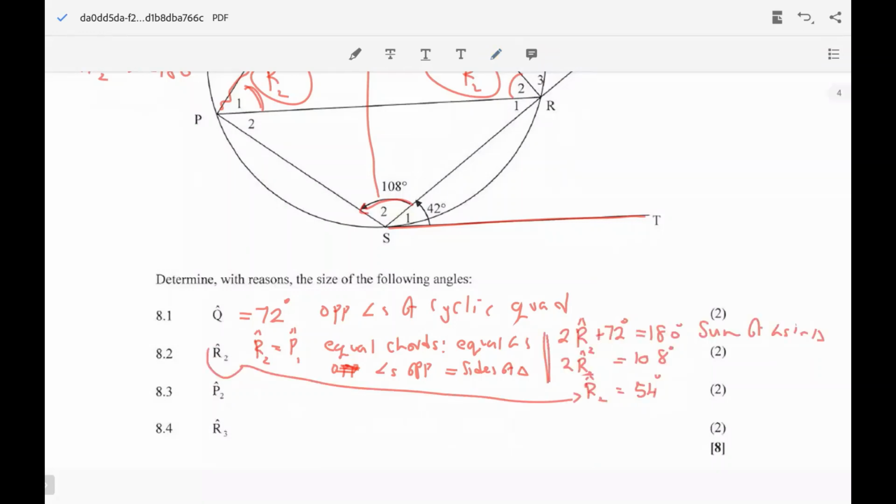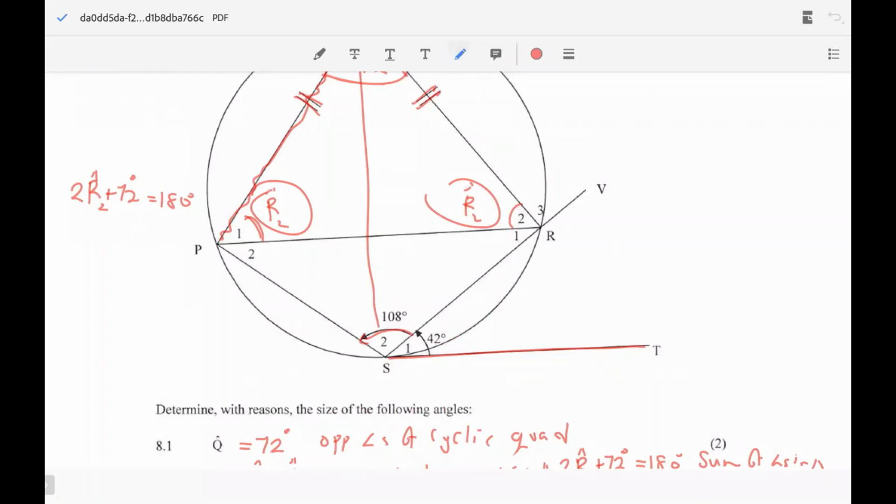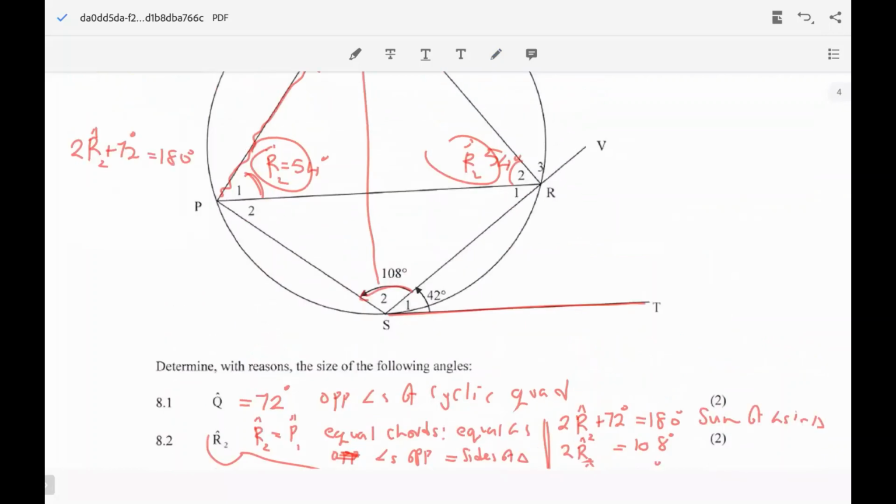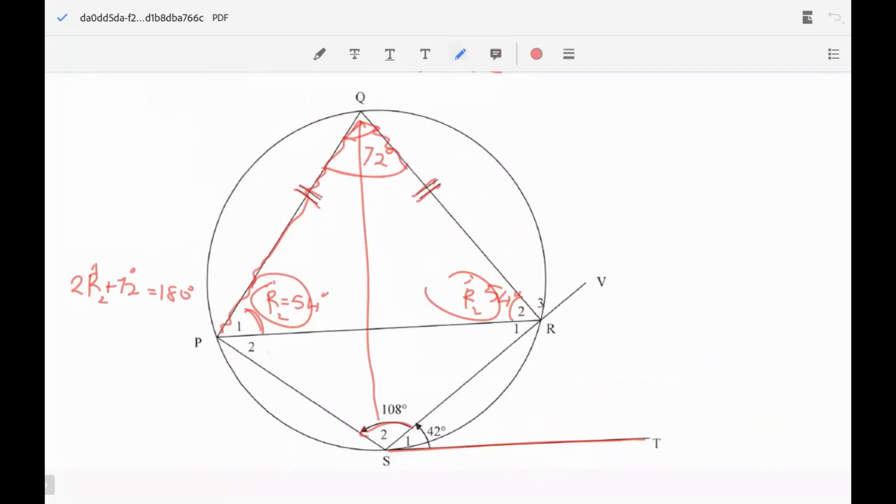So let's fill in our R2. We've got it. So this is 54 degrees, and also the other side is 54 degrees. What else does the question want? P2. And where is P2? P2 is down here.